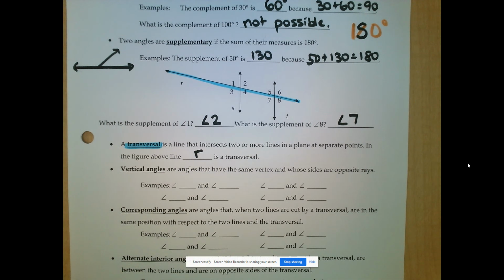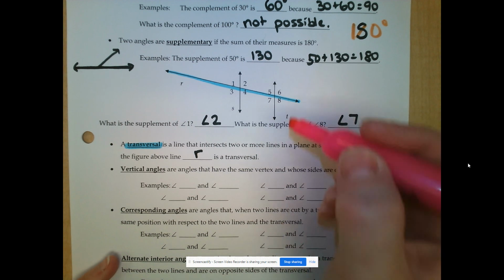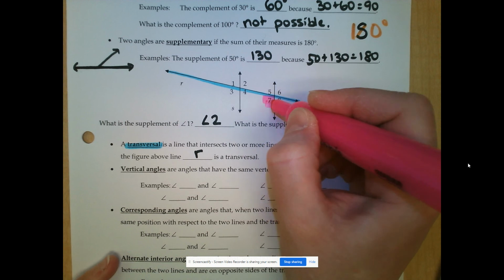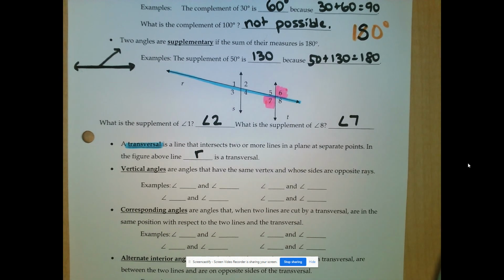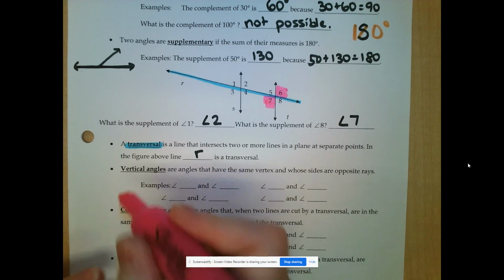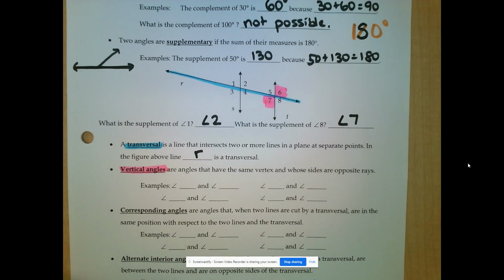Vertical angles are angles that have the same vertex, whose sides are opposite rays. So vertical angles, I also sometimes refer to them as scissor angles, because if you were to open a pair of scissors, you would have the part where your hands open and the part where the blades open, and they're in opposite directions.